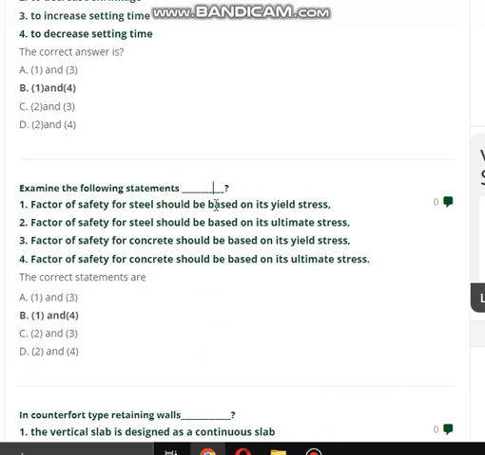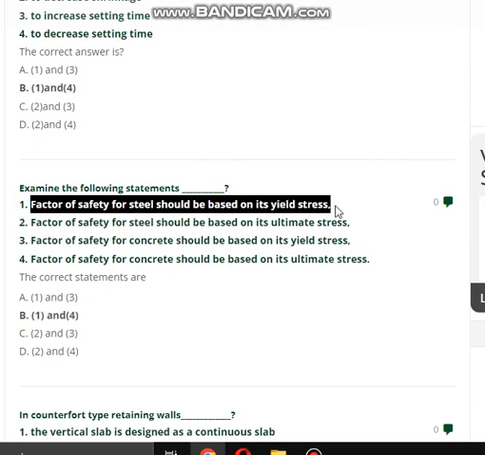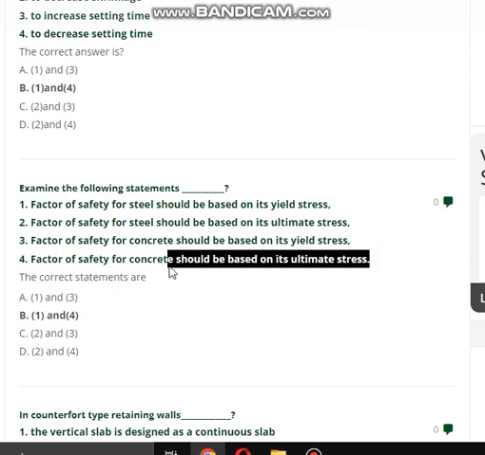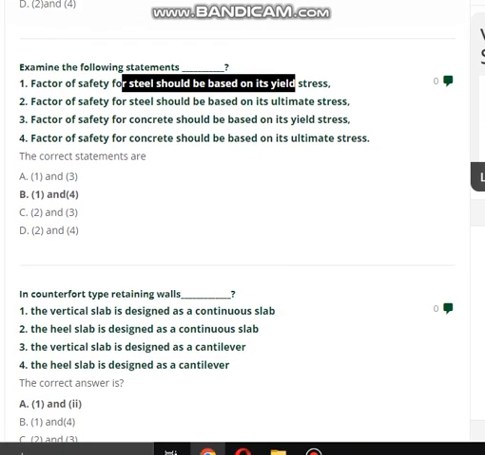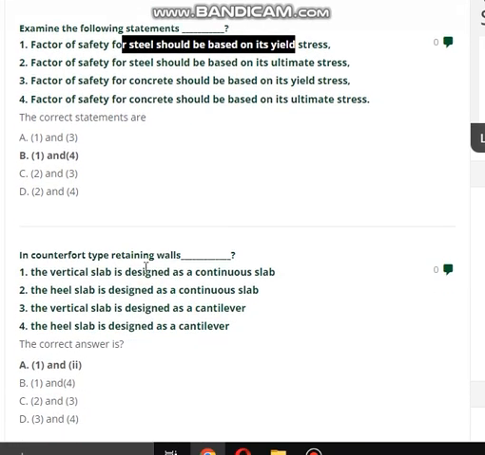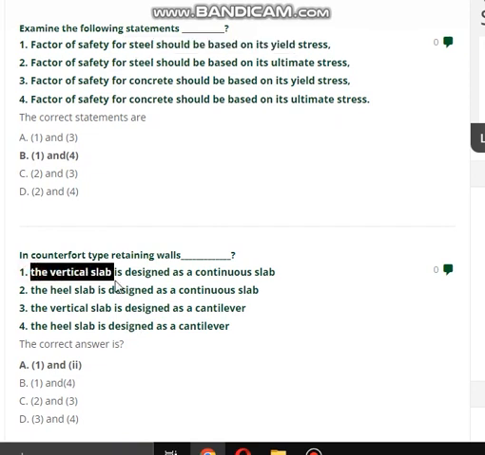Examine the following statements. Factor of safety for steel should be based on its yield stress. This is correct. Factor of safety of concrete should be based on ultimate stress. Concrete on ultimate and steel on yield. In counterfort type retaining wall, the vertical slab is designed as continuous slab. The heel slab is designed as continuous slab. Both are correct.